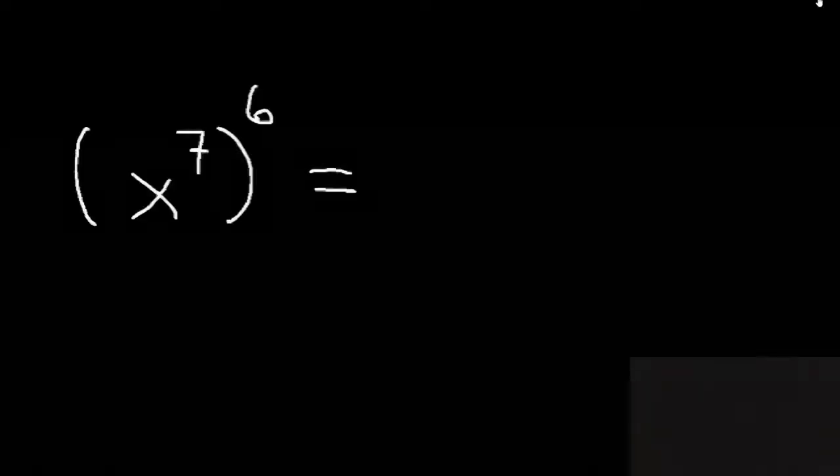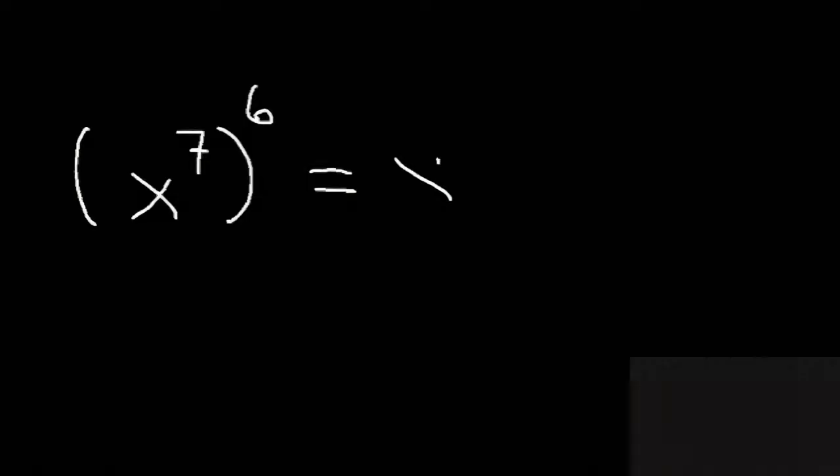We need to subtract the exponents. 9 minus 4 is 5. Now what about when you raise one exponent to another exponent? What do you need to do? You need to multiply. This is 7 times 6, which is 42.